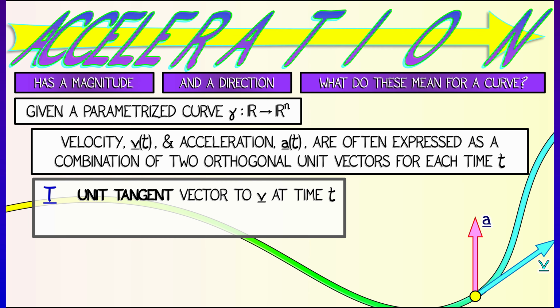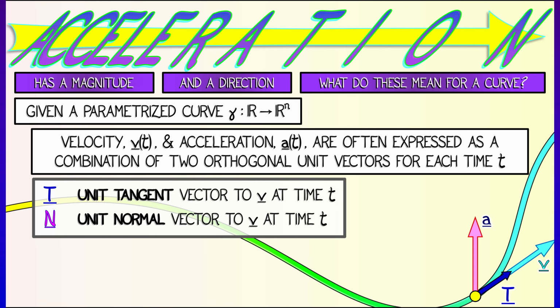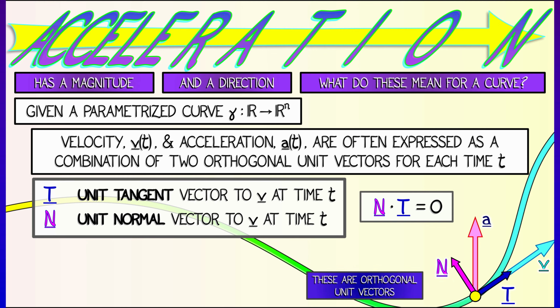Consider T, the unit tangent vector at time little t, and this is the vector that points in the direction of v but has unit length. And now we're going to consider a vector orthogonal to that called the unit normal vector, denoted capital N, and this points in a direction that is orthogonal to the unit tangent vector, but together they span the plane that the acceleration and the velocity vector are in.